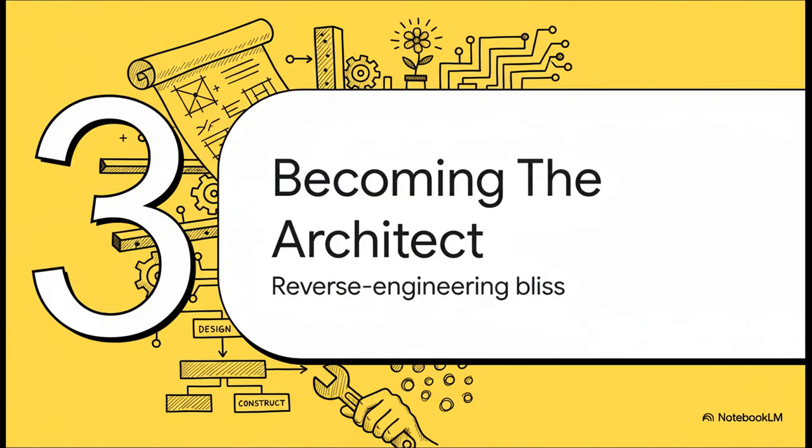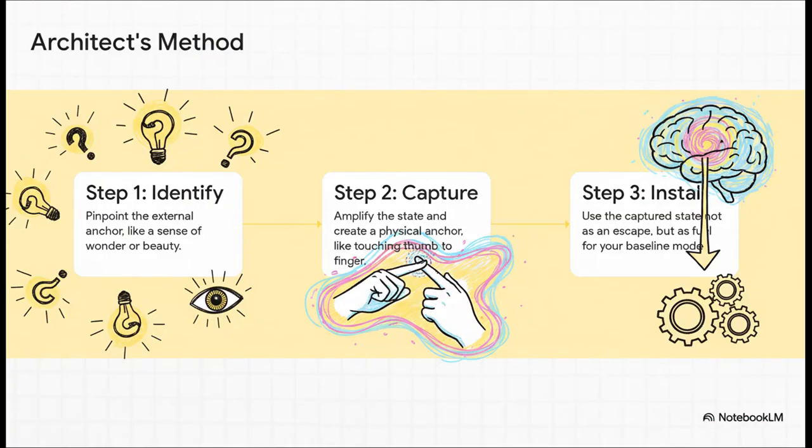Okay, this is where it gets really exciting. Because if bliss has a blueprint, well, that means we don't have to just sit around and wait for it to happen by accident. We can actually build it. We can be the architect and reverse engineer these moments on demand. So here's the playbook, a simple 3-step process. Step 1, identify your triggers.